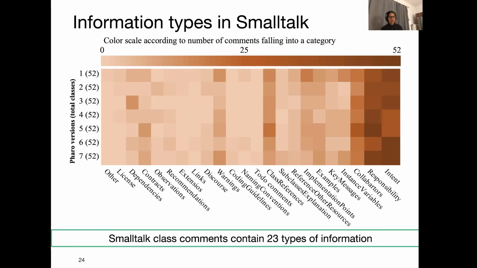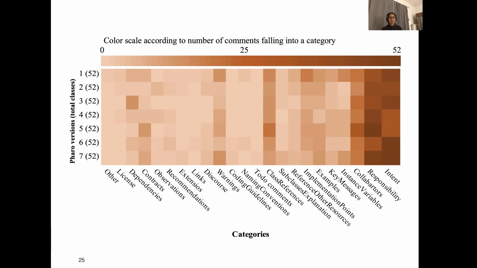Now here is what those information types look like. If you look, the intensity of the color shows how frequent that information is in which version. On the x-axis, we can see all the information types, and on the y-axis, we have different Pharo versions, and in parentheses, the number of comments we have analyzed from that particular system. Here, we could see that there are certain information types which developers frequently write in class comments. These are mostly about the high-level overview of the class.